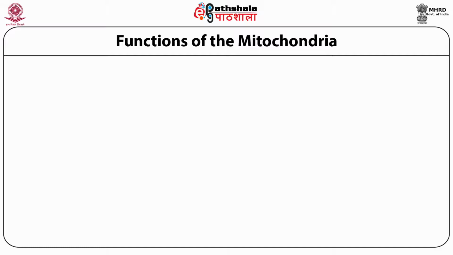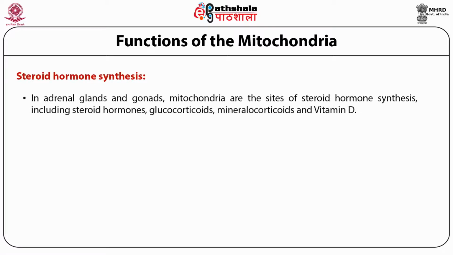Another function of mitochondria, which is tissue specific, is the steroid hormone synthesis. In tissues like adrenal glands and gonads, mitochondria are the sites of steroid hormone synthesis, including steroid hormones, glucocorticoids, mineralocorticoids, and vitamin D. Cholesterol, or a related sterol, is the precursor of all these compounds in a series of hydroxylations catalyzed by enzymes of the cytochrome P450 family.